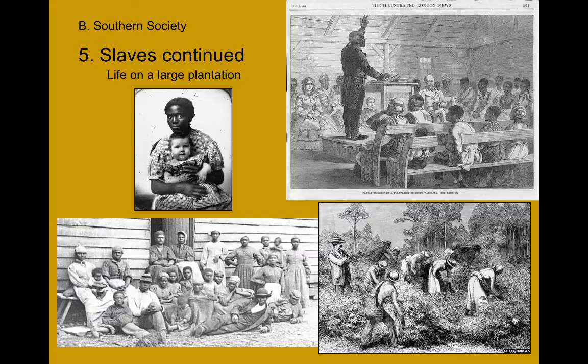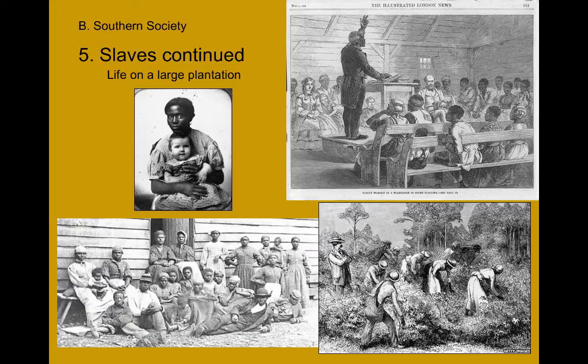And also you may share the cabin with people who are strangers to you. Because again, you never know when your family is going to be broken up. And so slave marriages often would say, until death or distance do us part. And that's because you know that at any time your husband or wife or whatever can be sold.